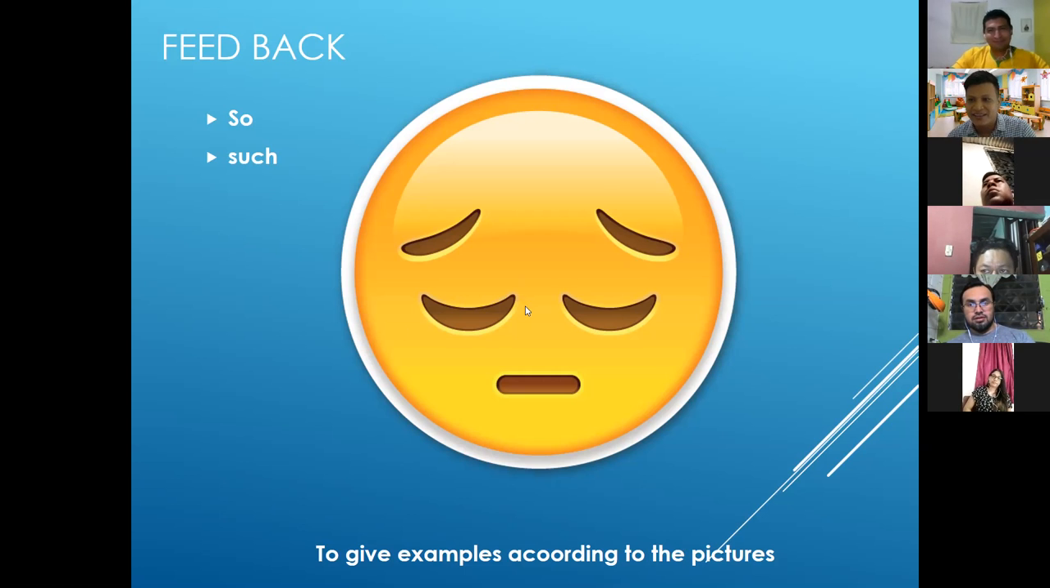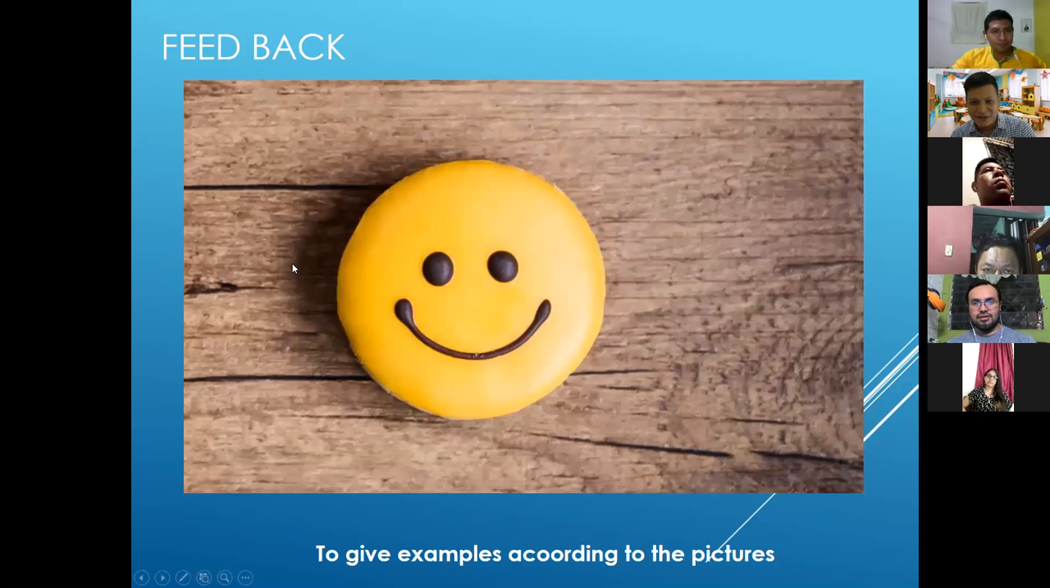Like this. Remember that so is just an emphasis. So es solo un énfasis, right? Tan. Esta chica estaba muy triste en ese momento. Okay, but we're gonna pass with this emoji, this adjective, because it's bad for you. Okay, what about this one? What is this? Happy. Happy, really good.